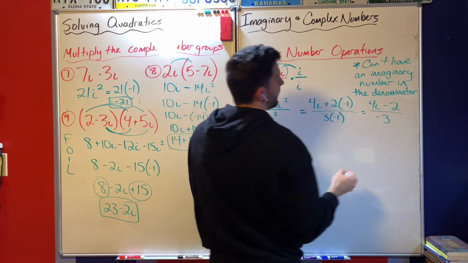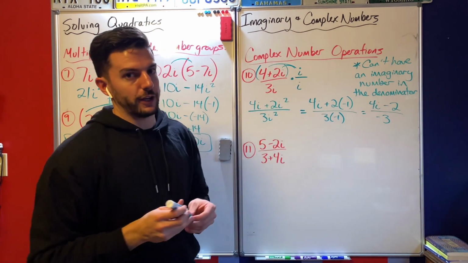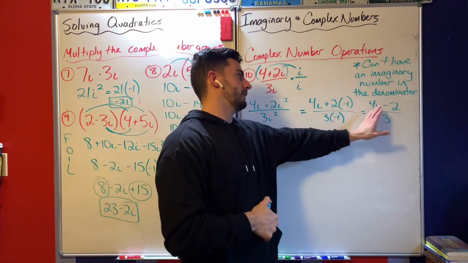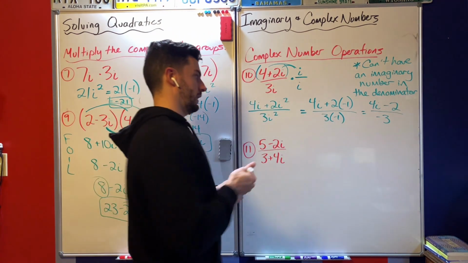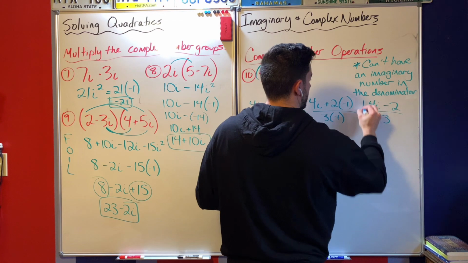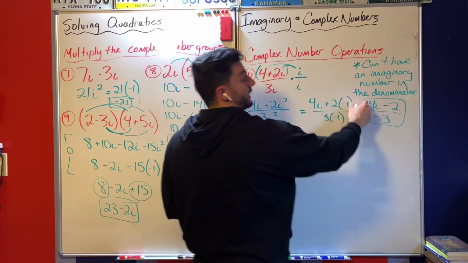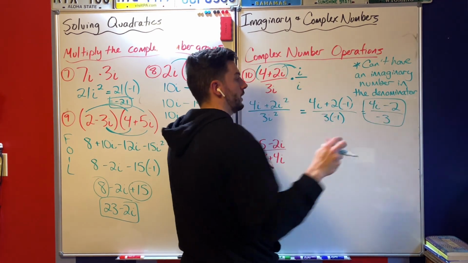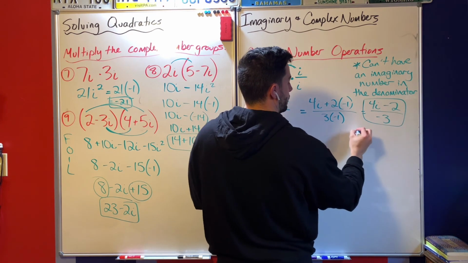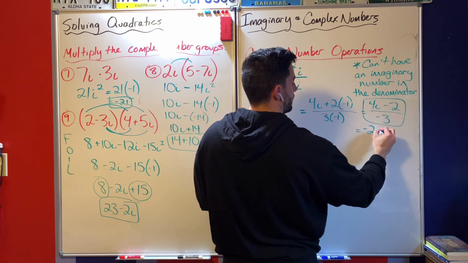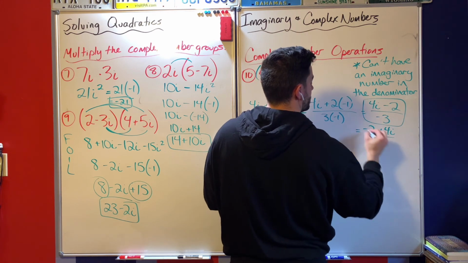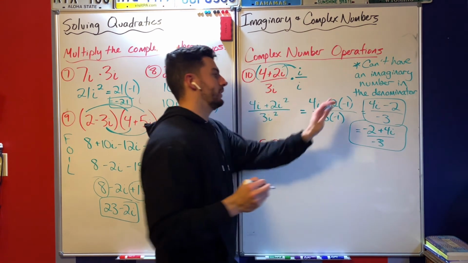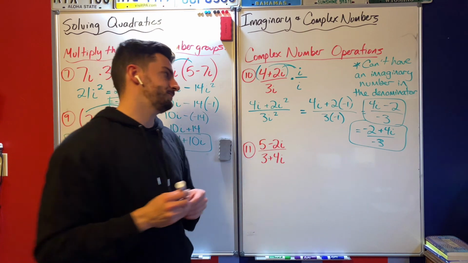And then I would try to reduce it if I could, but I can't for this one, because 3 doesn't divide into these evenly. So this would be it. Again, like I said, if you wanted to write it the official mathematician way, you could write the positive 4i after on the top. So you could say negative 2 plus 4i over negative 3. But for me, the top one is acceptable.